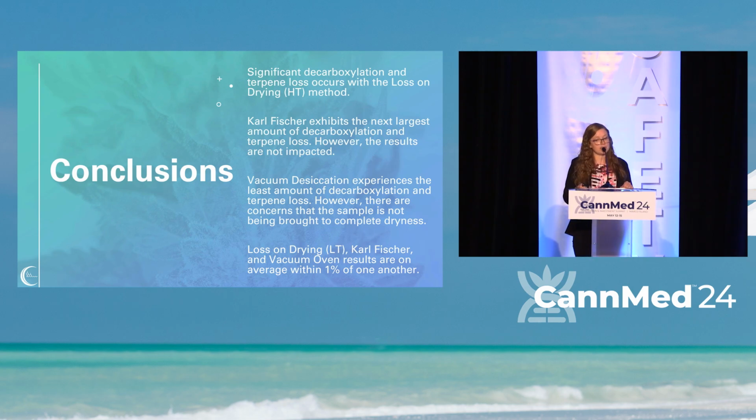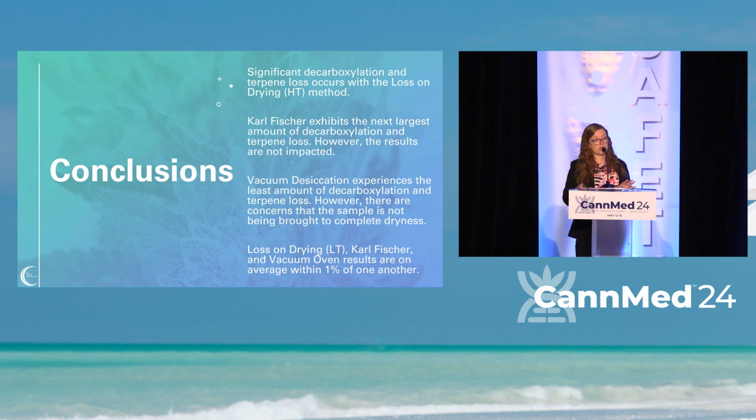The vacuum desiccation samples did experience the least amount of decarboxylation and terpene loss. So on average, the decarboxylation was only 1.7% and the terpene loss was about 55%. However, there are concerns that those samples are not being brought to complete dryness because some of that water may be very well bound in the cannabis.